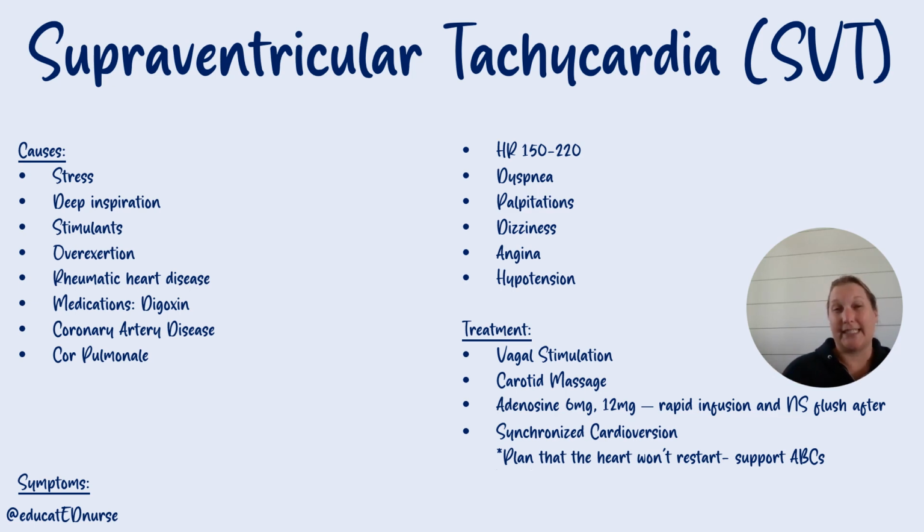How do we treat SVT? The easiest method is to do vagal stimulation. Okay, vagal stimulation is just have them take a deep breath and bear down like they're going to poop. So, like that. If that doesn't work, you can try carotid massage, right? But only do one side at a time. You don't want to carotid massage both sides and cut off blood flow to the brain. Your patient's going to pass out. There are some other methods that you can do with vagal stimulation. You can look them up on YouTube.